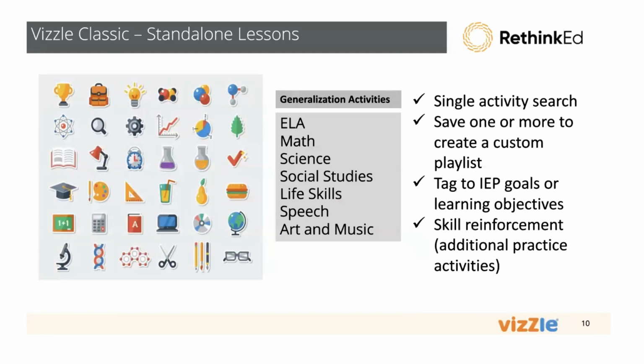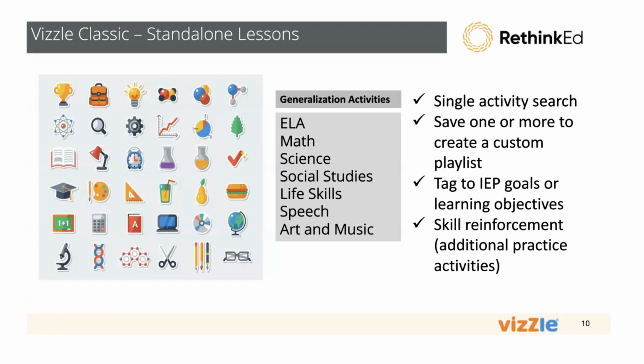Our last area is Vizzle Classic. These are standalone lessons. These are activities that fall outside of the curriculum, sort of our original lessons that were created in Vizzle. So if you're a classic user and have been using Vizzle for a while, you might recognize this area. You can come in and search by grade band. You can find specific lessons to support a goal or objective. I like that you can create your own custom playlist unique to that student. You can still tag IEP goals and learning objectives, which provides that opportunity for additional practice. So grab a topic in our curriculum and then come in and find supporting practice activities in Vizzle Classic.